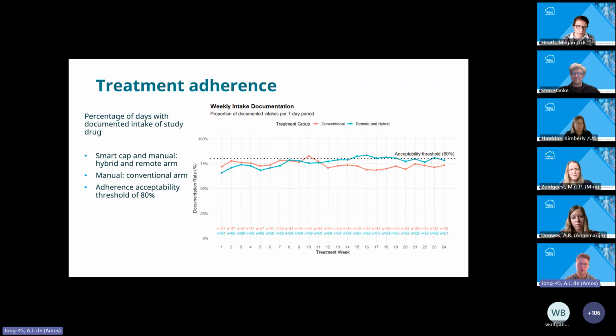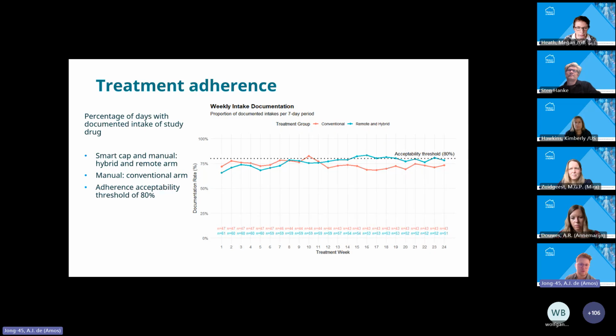So if you then move to the outcomes, I would like to start with the treatment adherence data. We defined the outcome as the percentage of days with documented intake of the study drug. Important to mention here that in both the hybrid and the remote arm, this adherence data was collected using a smart cap that was attached to the insulin pen, and that used Bluetooth to transfer the data to the study app. But participants were also allowed to manually collect the data.